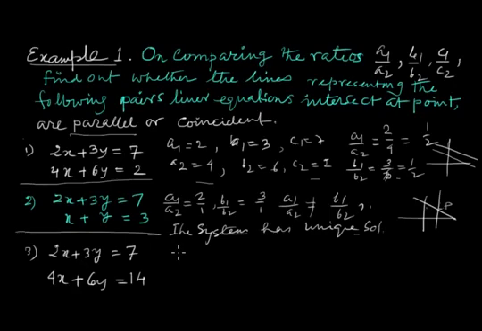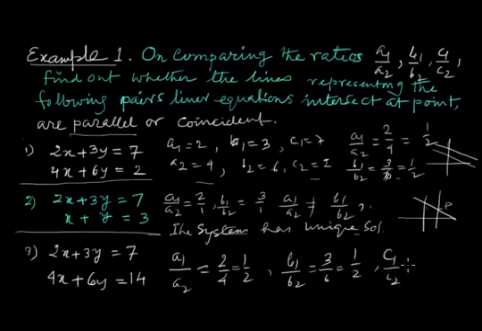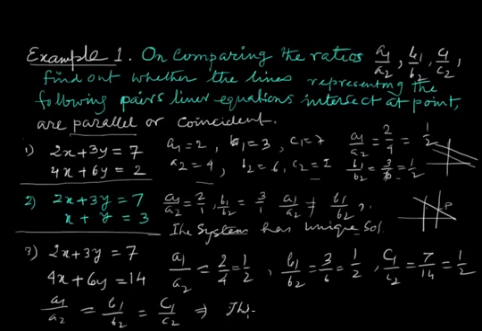The last one: A1 by A2 is equal to 2 by 4, that is half. B1 by B2 is equal to 3 by 6, that is half. And C1 by C2 is equal to 7 by 14, that is also half. So we get here A1 by A2 is equal to B1 by B2 is equal to C1 by C2. And this implies the system is again consistent and the two lines overlap each other. The lines are coincident.